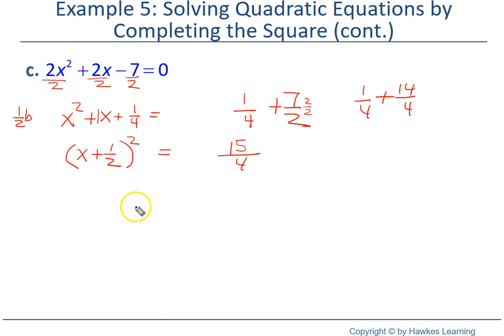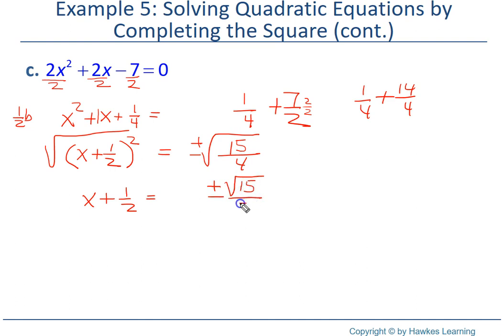Now, what do I do? Well, I'm going to take the square root of this side, and then plus or minus the square root of that side. So this then becomes x plus 1/2 equals plus or minus. Now, notice I can take the square root of 4 over here, and that's going to be 2. But my numerator will be the square root of 15, and then this will just be over 2. So I'm simplifying that a little bit.